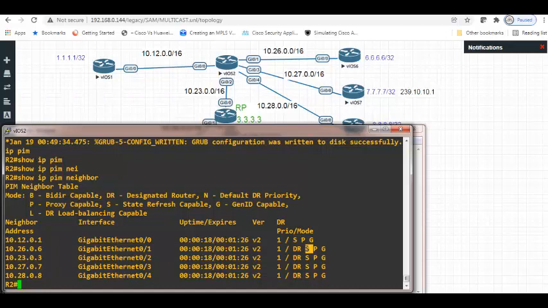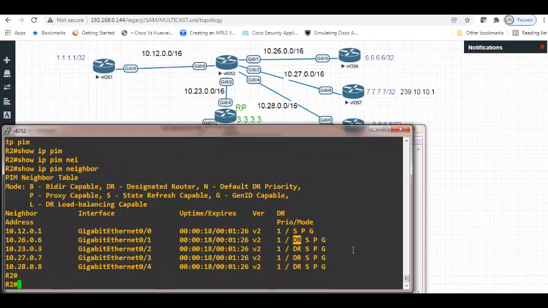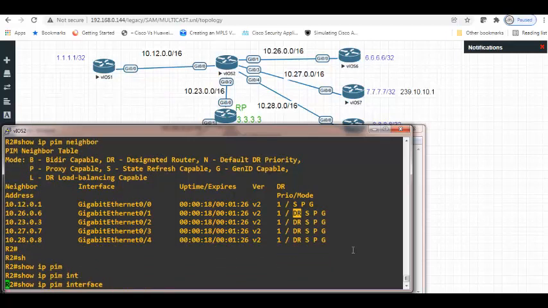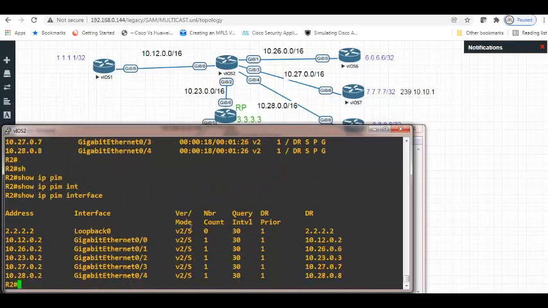Sparse mode. The one with the bigger IP address will be the designated router. It's not that important here like OSPF. In OSPF it is important. Let's see now. The next thing is I want to check one more command, show ip pim interfaces. Here also you can see S, not D. Earlier it was D, now it is S, sparse mode.